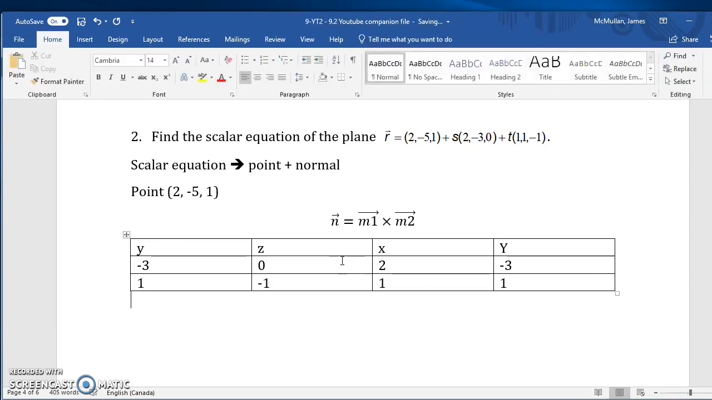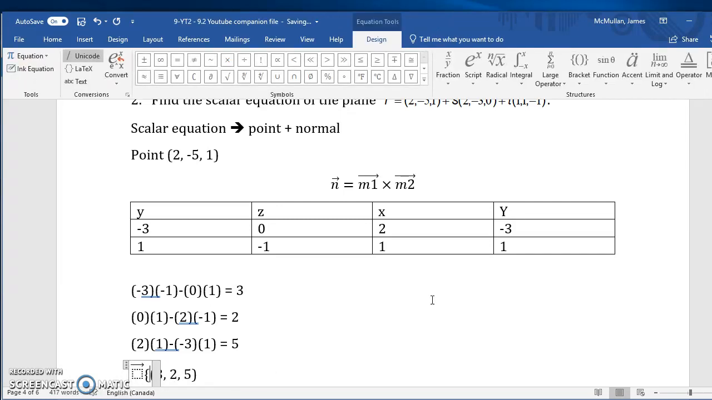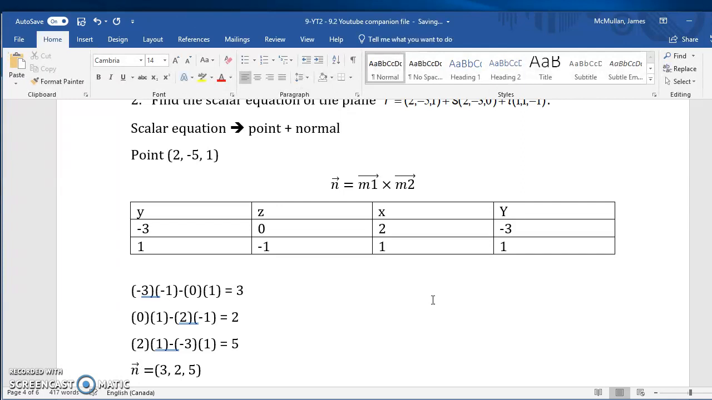And we'll do our x patterns here. For the first one, we do negative 3 times negative 1, take away 0 times 1. And that, of course, gives me positive 3. Then the middle one, I'm doing 0 times 1, take away 2 times negative 1. That's giving me positive 2. And in the final one, I'm doing 2 times 1, take away negative 3 times 1, which gives me 5. So this means that the normal to the plane is 3, 2, 5.